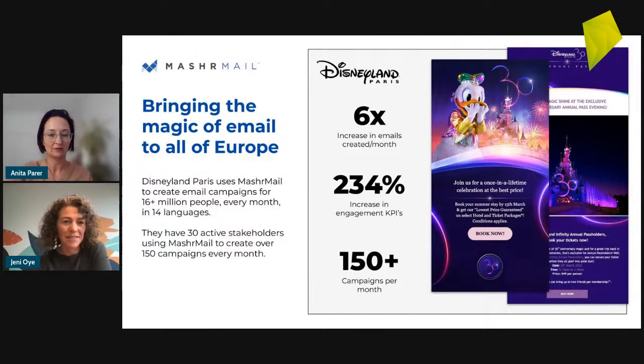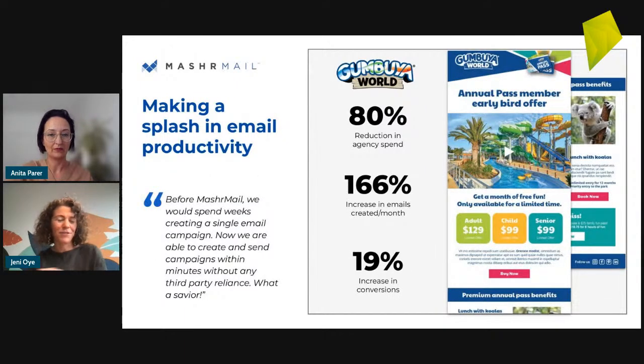Huge increase in engagement. And if you look at the next case study, which is quite different, this is a much smaller business. Gumbaya World is a theme park in Victoria. They're a much smaller business, but one of the benefits they got is an 80% reduction in agency spend. Prior to using Masha Mail, they relied on an agency to design and build all their emails. Now they do it all in-house on their own in the tool, so they've saved a huge amount of money on their agency spend. They also got an increase in the number of emails that they can create and increasing conversions as well, which is a key performance criteria for their emails.